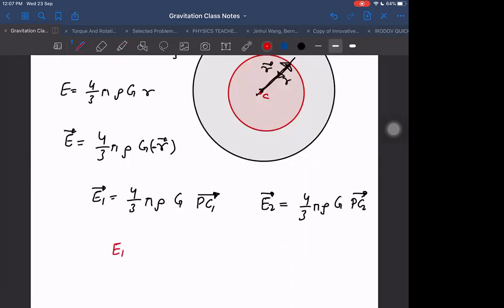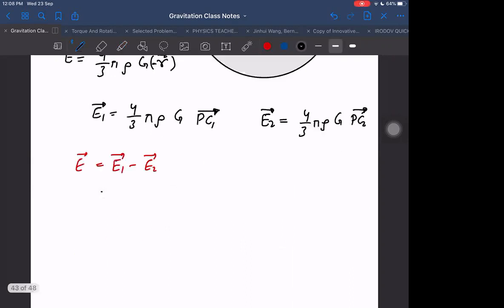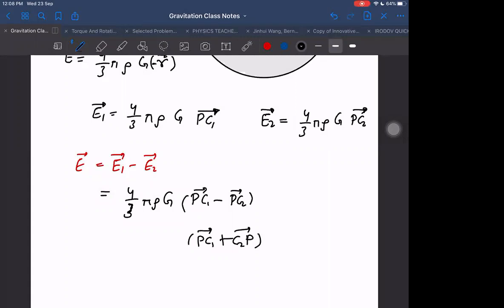E1 minus E2 will be 4 by 3 pi rho G times PC1 bar minus PC2 bar. So it comes out to be 4 by 3 pi rho G into PC1 bar minus PC2 bar, and PC2 bar is also PC1 bar plus C2P.